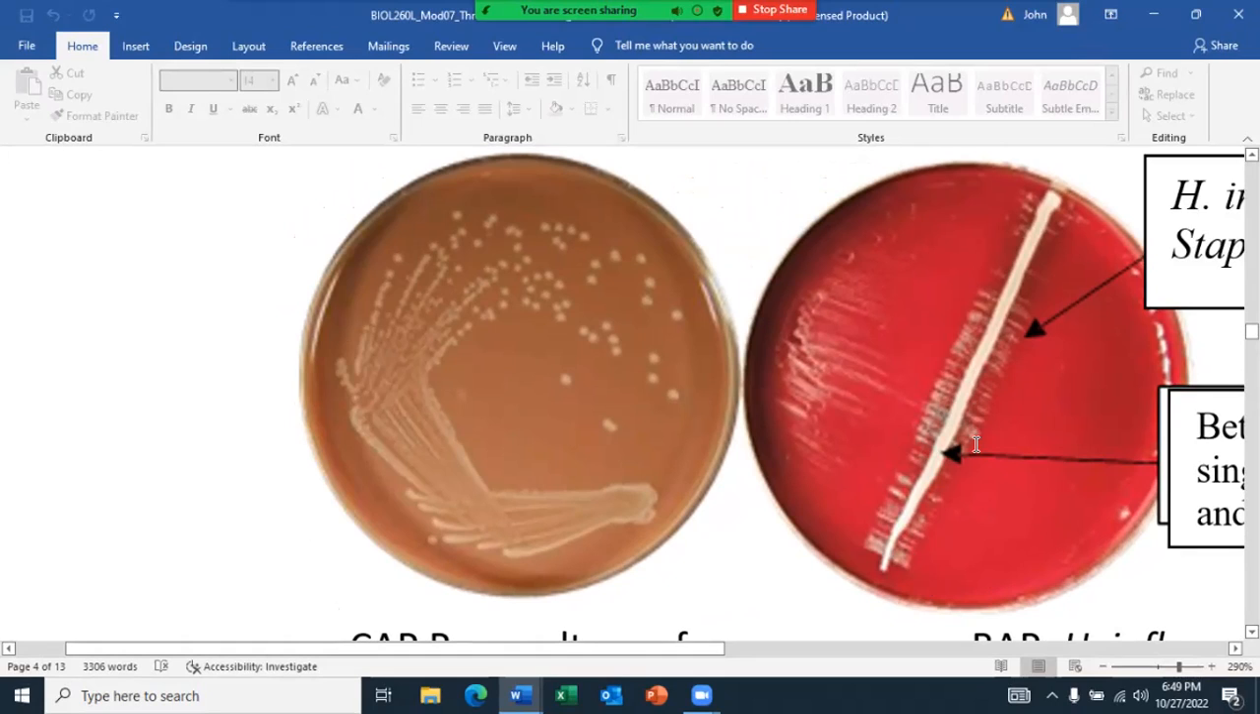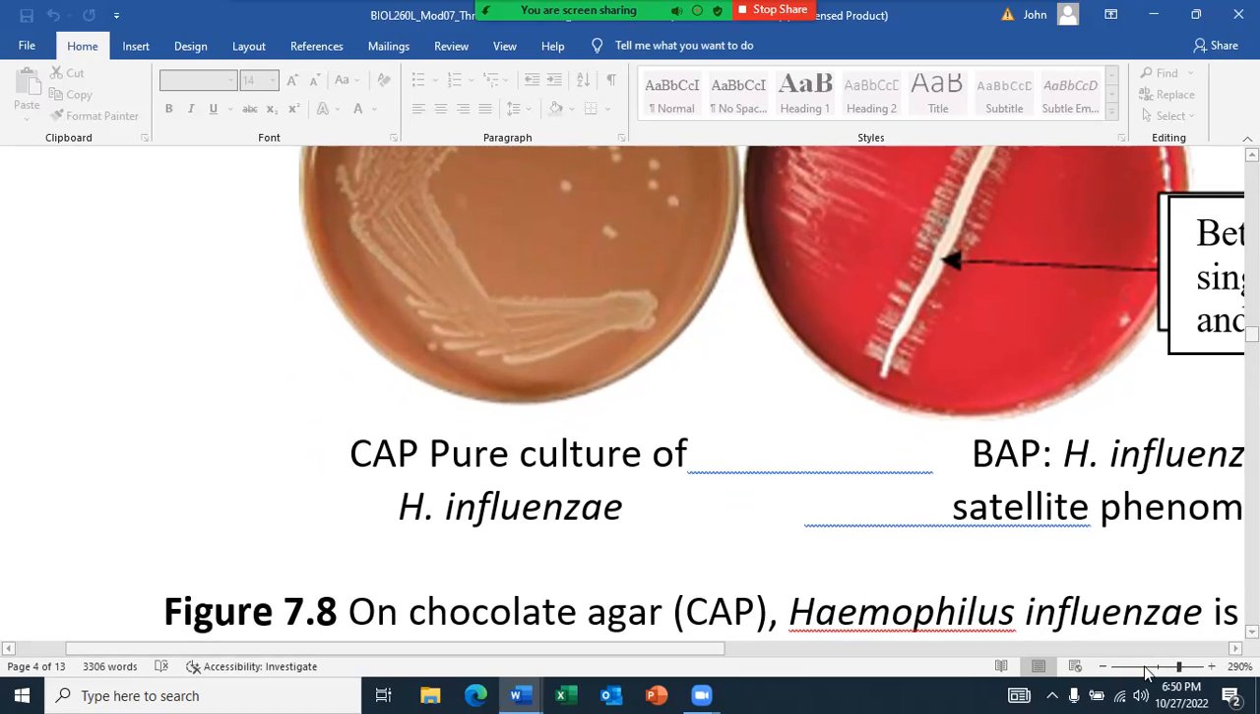The reason is that the Staphylococcus aureus is lysing the blood in this region, and the growth factors from the blood cells are then diffusing out to this region, and the Haemophilus influenzae can then use those growth factors and can grow in this region. But beyond this region, the Haemophilus influenzae do not grow. Any questions about any of that?